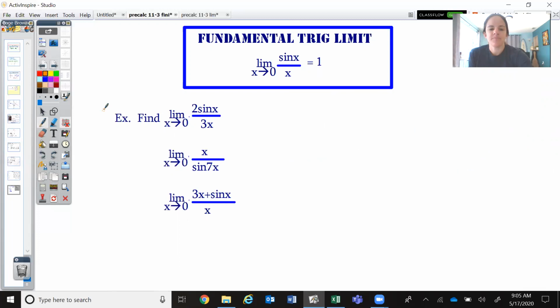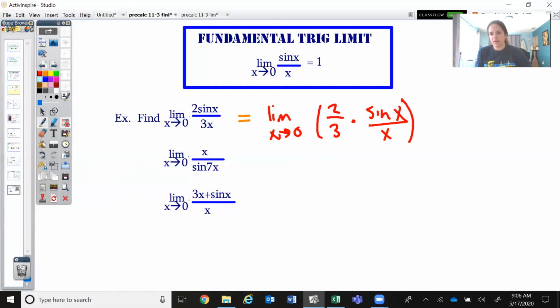So in this case, I could break up and look at a product, and I could say that this would be the function itself. So this would be the limit as x approaches 0 of, and then the function itself I'm going to break up into 2/3 and sine x over x. And then I'm going to evaluate each of those limits individually. So the limit as x approaches 0 of 2/3 is just 2/3 because that's a horizontal line. And the limit as x approaches 0 of sine x over x is 1 because of the fundamental trig limit, and I'd have 2/3 for the answer there.